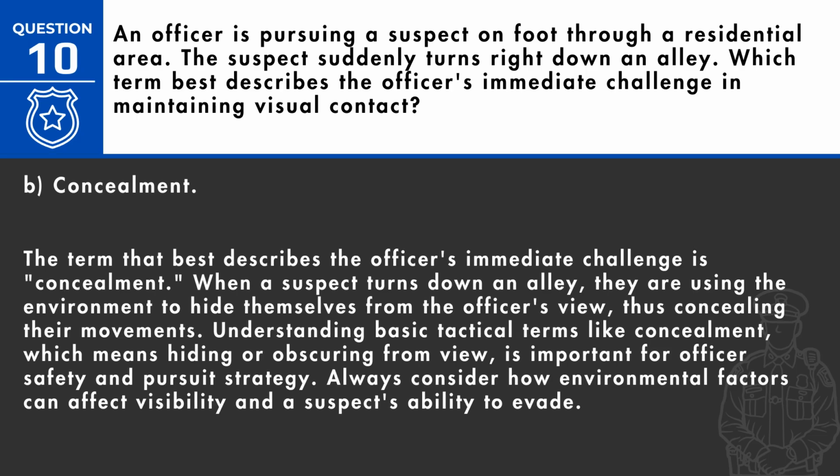Answer: B. Concealment. The term that best describes the officer's immediate challenge is concealment. When a suspect turns down an alley, they are using the environment to hide themselves from the officer's view, thus concealing their movements. Understanding basic tactical terms like concealment, which means hiding or obscuring from view, is important for officer safety and pursuit strategy. Always consider how environmental factors can affect visibility and a suspect's ability to evade.